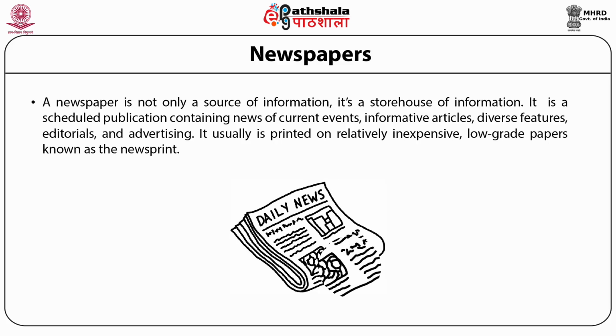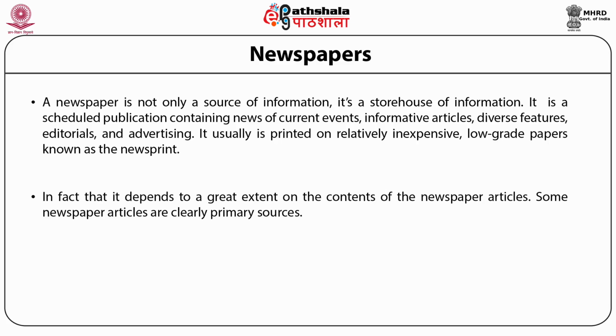Different library and information science experts think differently about newspapers being primary sources of information. In fact, it is dependent on the contents of the newspaper articles to a large extent. Some newspaper articles are clearly primary sources. For example, a reporter's account of an event that he or she witnessed firsthand, such as a natural phenomenon like an eclipse. Similarly, an opinion piece or a letter to the editor in a newspaper is a primary source.